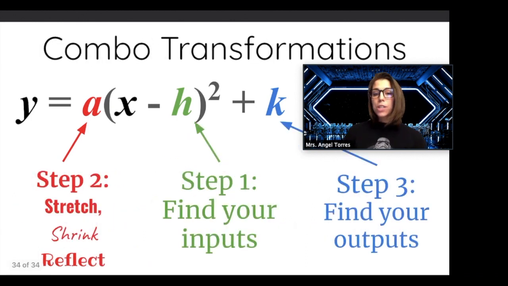When it comes to actually graphing these transformations, work your way inside out. First step, find your inputs. Specifically, where is your vertex going to be located? Put that point in the middle and then find your points above and below. Step 2, apply any stretches, shrinks, or reflections. And step 3, find your final outputs after applying any vertical shifts.